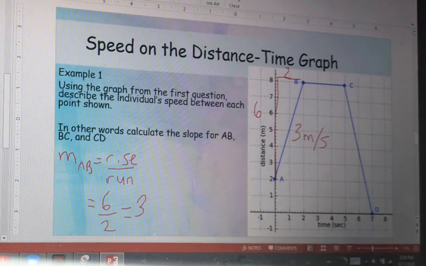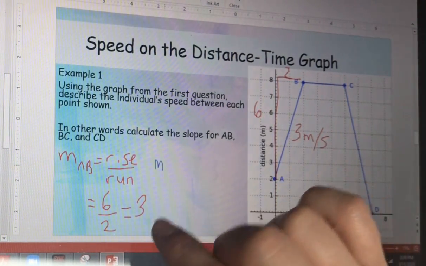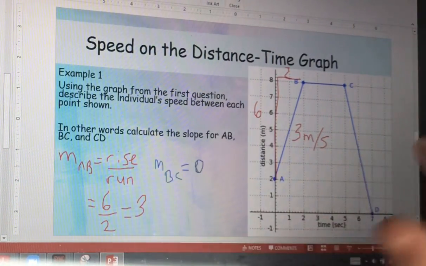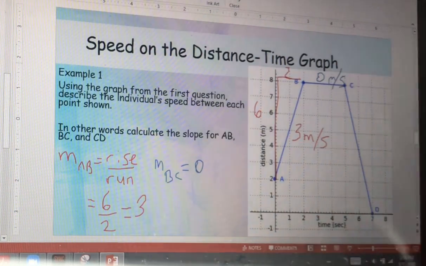Then here I have a horizontal line, and every horizontal line has a slope of 0. So the slope of BC is equal to 0. So that means my speed here is 0 meters per second. I'm not going anywhere.